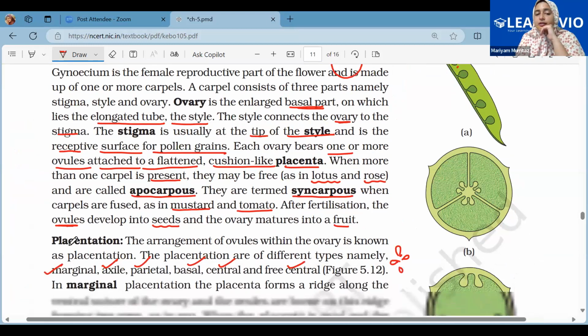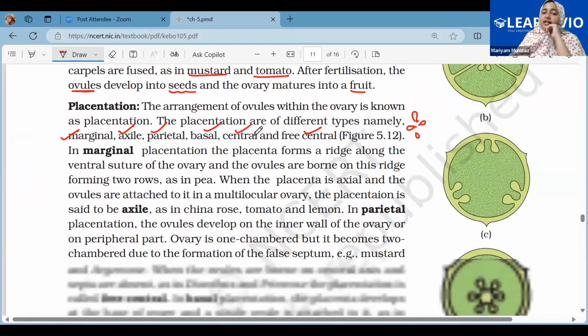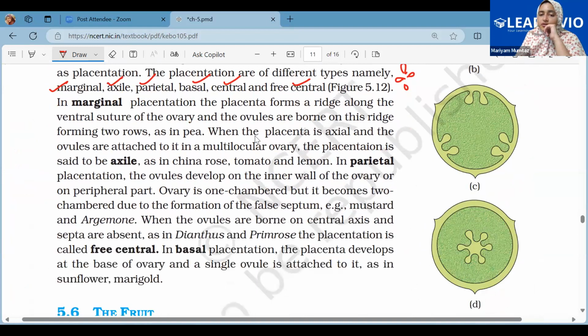Now, in marginal placentation, the placenta forms a ridge along the ventral suture of the ovary, and the ovules are borne on this ridge, forming two rows as in the case of pea. Basically, what they want to say is that the seeds are present at the marginal side of the fruit.